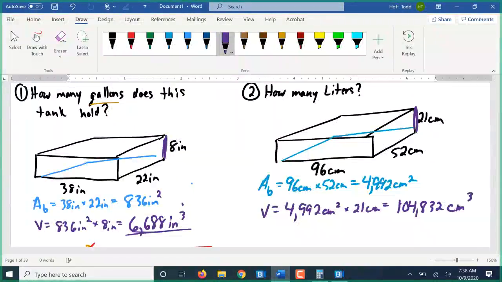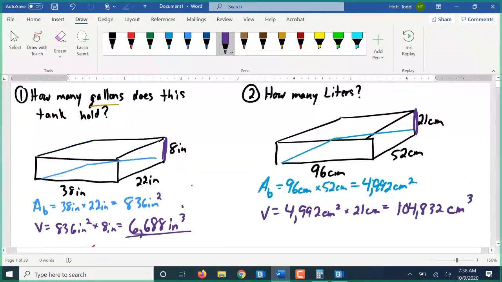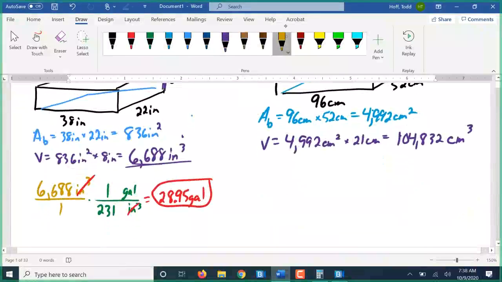Now, realistically, as we've seen, we would not leave that as 104,000 cubic centimeters. It's too large of a number. We could convert it to cubic meters. Remember, meters is 2 spots to the left on the chart. Every spot for cubic would be 3 decimal places. So that would be 0.1 cubic meter, or 1/10 of a cubic meter. But for our purposes here, we're converting it to liters. So we want to leave it as centimeters cubed right now.